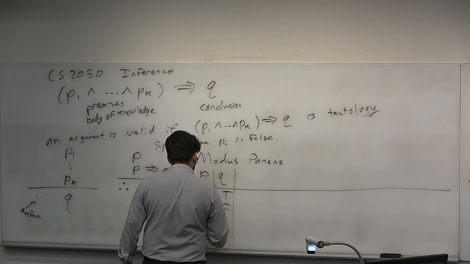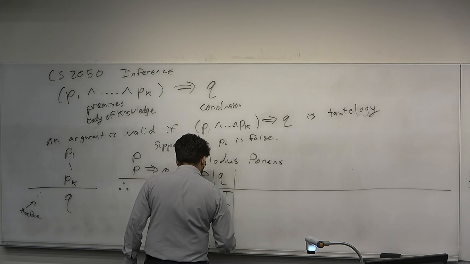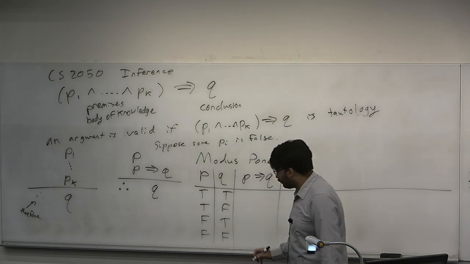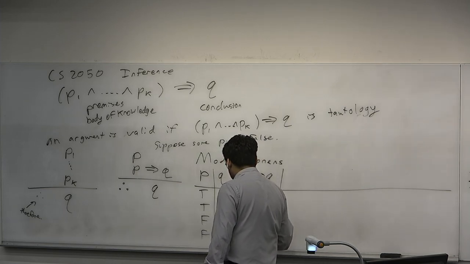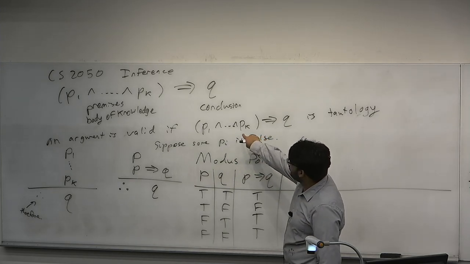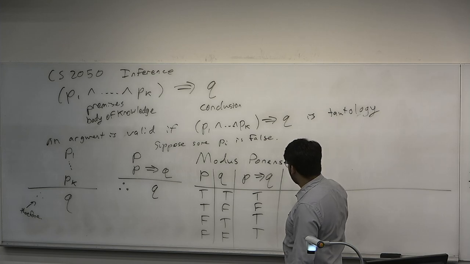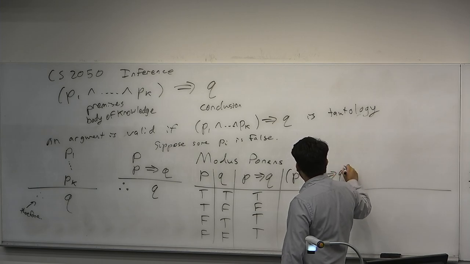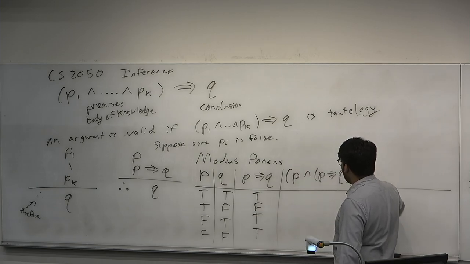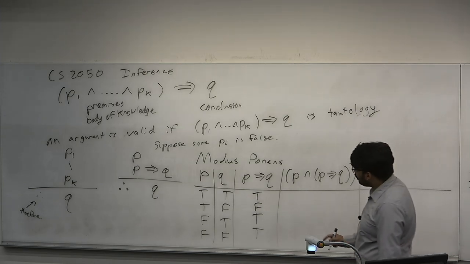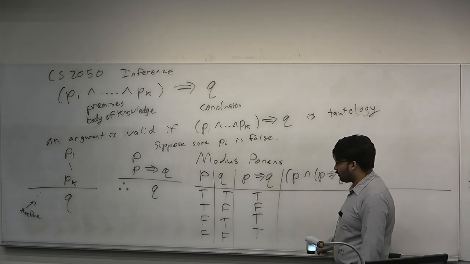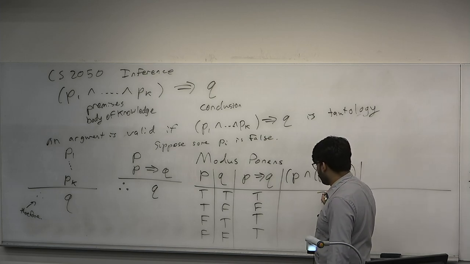True, true, false, false, true, false, false. P implies Q. What's the truth table for it? Quick. True, false, true, true. You should remember that one. That one's a quick one. Now we want this to be true. So what we're going to do is do P and P implies Q first, right? What is P and P implies Q here? What you do is you go to the row P, and you go to the row P implies Q, and then you simply and them together. What is this truth table row going to be? True, false, true, true. True. False, false, false. False, false.